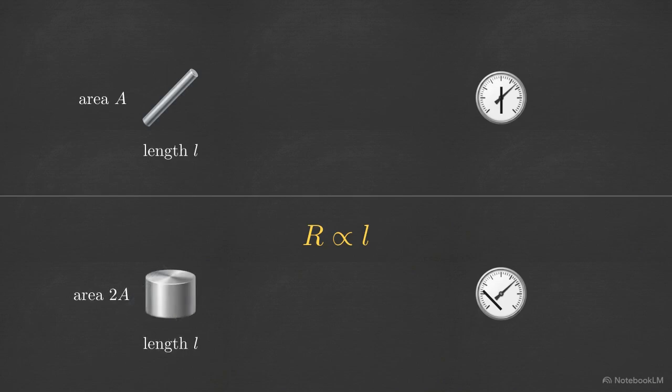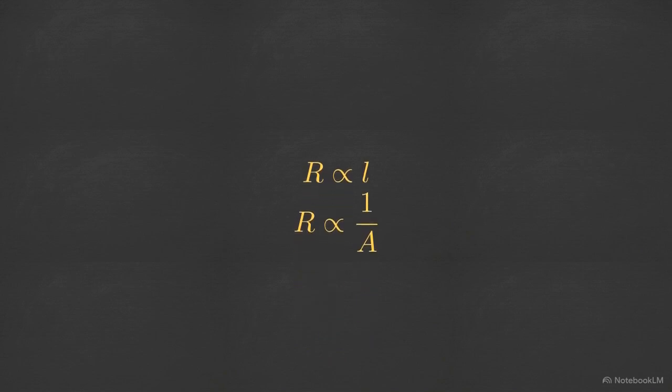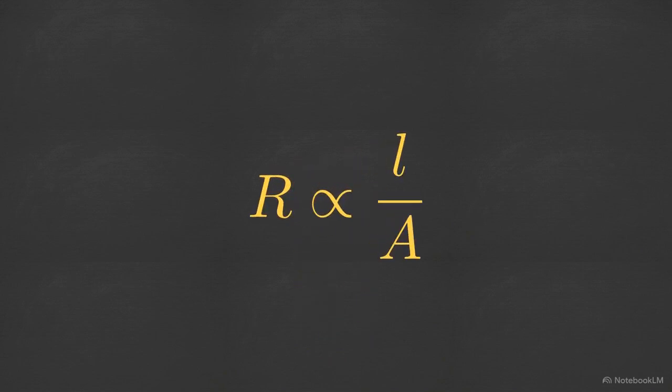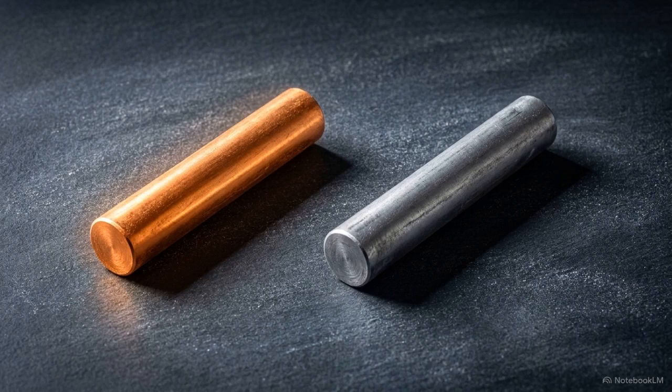Swap that long wire for a thicker one, doubling the cross-sectional area to 2A. A larger cross-section offers a wider path for charges to flow. The ammeter spikes upward, showing resistance is inversely proportional to area. We can combine these 2 physical observations into a single geometric equation. Resistance is proportional to length divided by area. Resistance is inherently structural. If you change the physical dimensions of the conductor, you permanently alter the math of your circuit. This leaves one final variable.